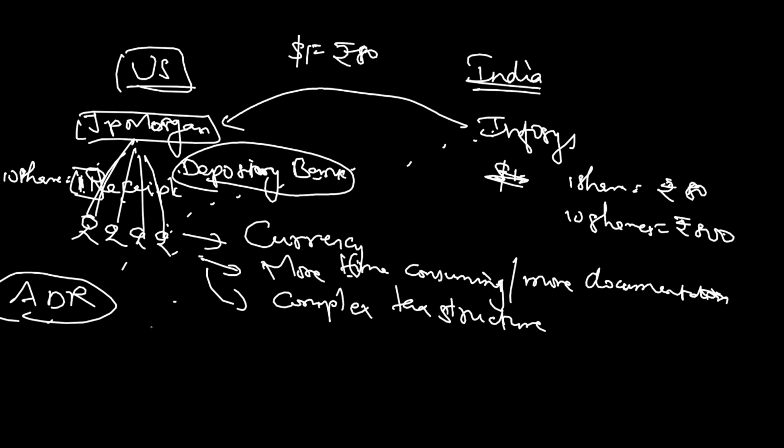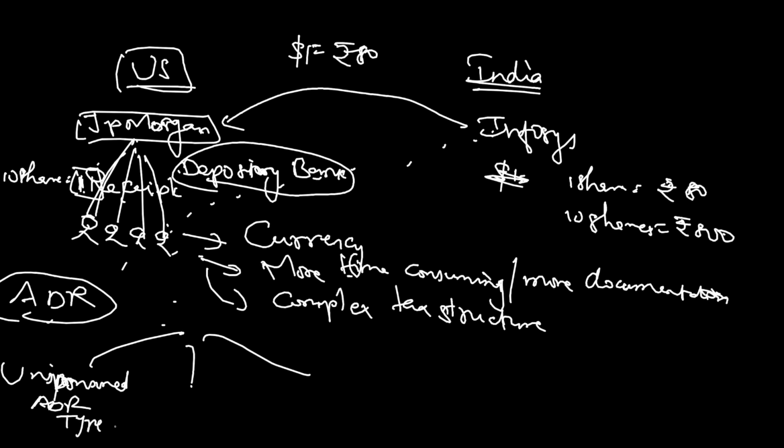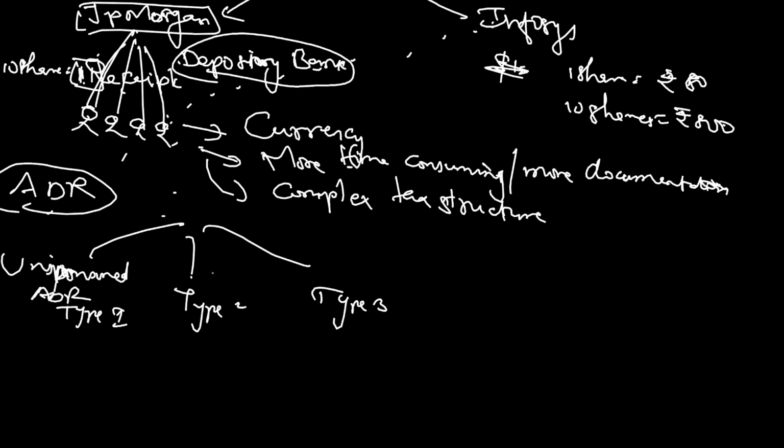Now, this has been categorized into three types. One is unsponsored ADRs. Unsponsored comes under type 1. Second one is type 2. Third one is type 3. Okay. So unsponsored is type 1, and type 2 and type 3 both are sponsored. So what do you mean by unsponsored?